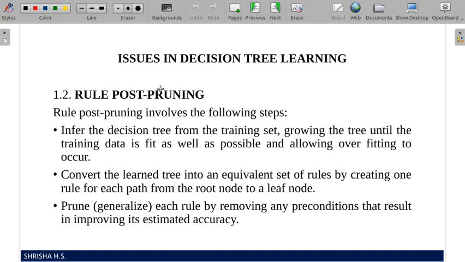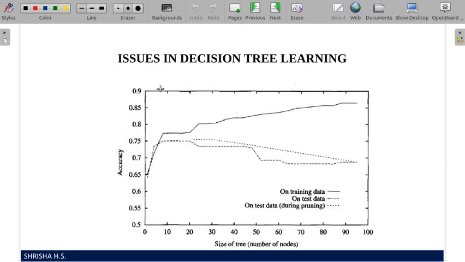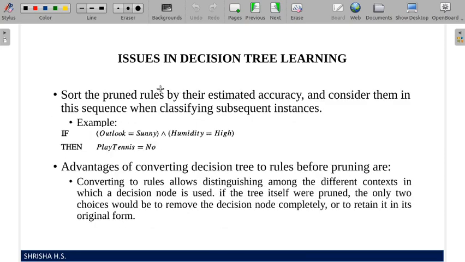Then convert the learned tree into an equivalent set of rules by creating one rule for each path from root node to leaf node. We'll see the example next. Then prune each rule by removing any preconditions that result in improving its estimated accuracy. So we'll see here. If outlook equal to sunny and humidity equal to high, then play tennis is no.